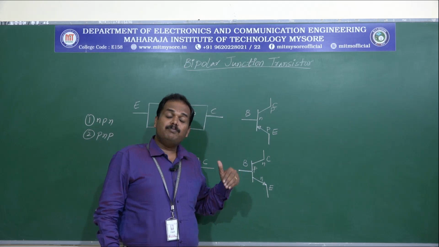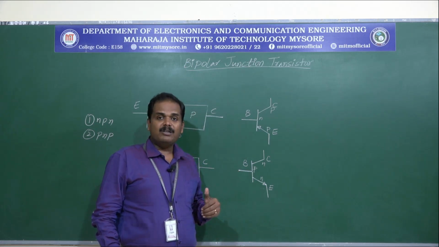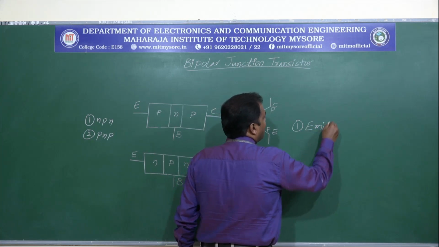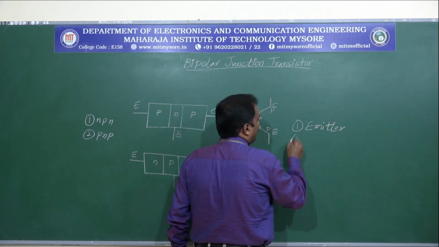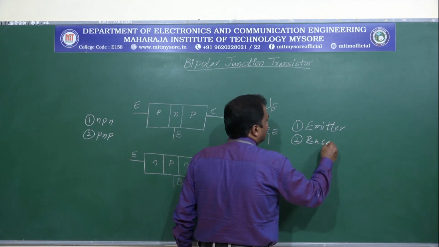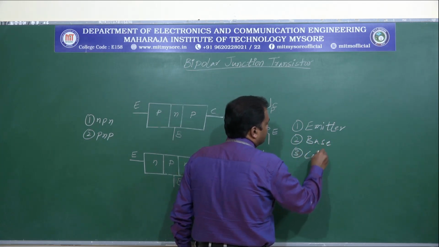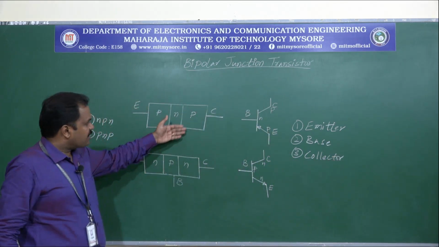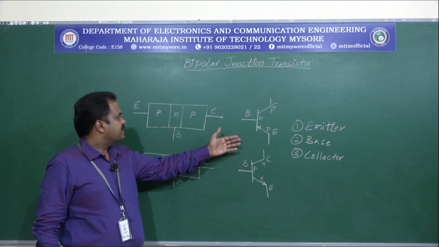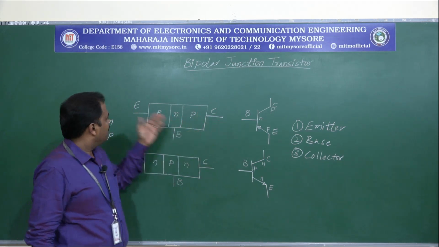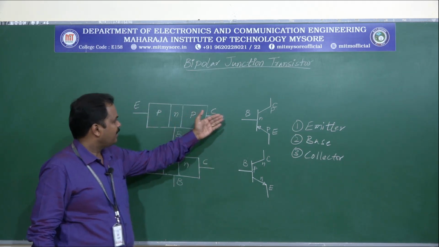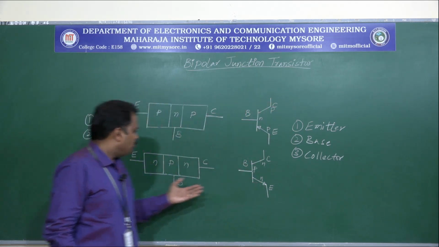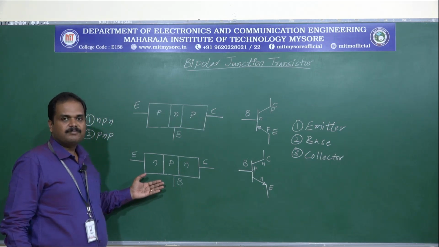As I mentioned, the BJTs will have three terminals: emitter, base and collector. And in the structure and the symbols as well, we can see the three terminals: emitter, base, collector, emitter, base, collector. And this is the same even with the NPN transistor.